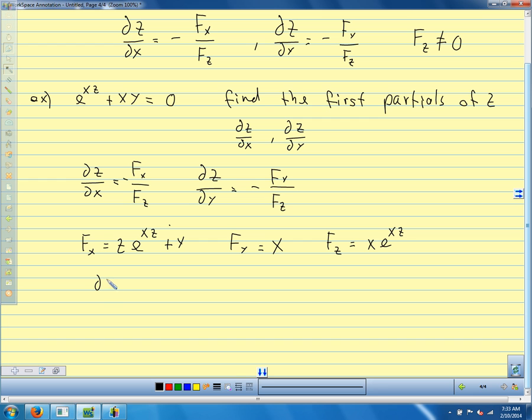So dz dx is minus z e to the xz plus y over x e to the xz. And dz dy is minus the partial with respect to y, x, over x e to the xz. I can simplify that: minus e to the minus xz.